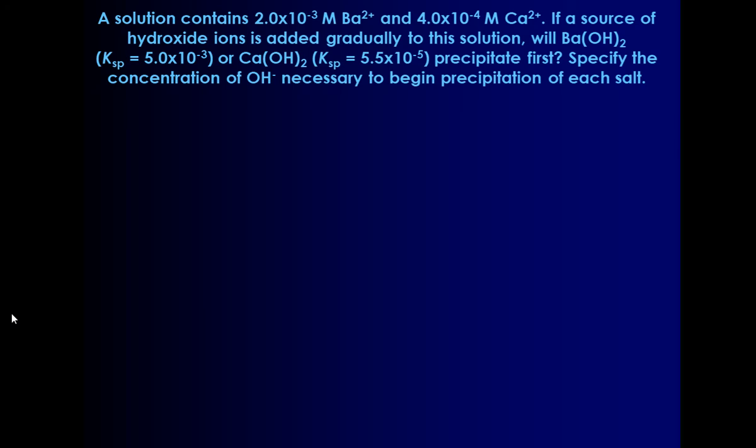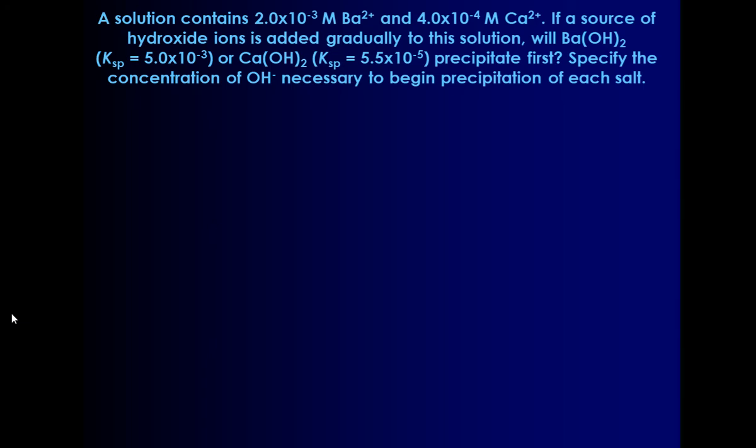There's a correction that I made on this problem. I believe yours says that barium is at 2 times 10 to the negative fourth molar. Please note I used 2 times 10 to the negative third just to make the numbers a little bit more realistic. You'll see why. We have a solution that's got both barium and calcium mixed in it. And we're told that hydroxide ions are being added to the solution.